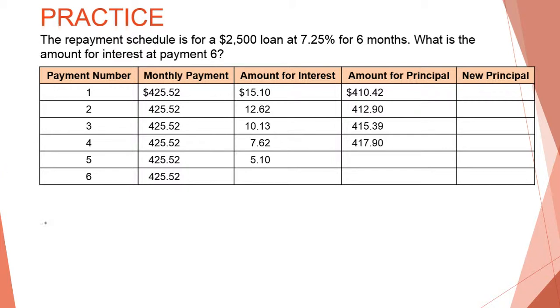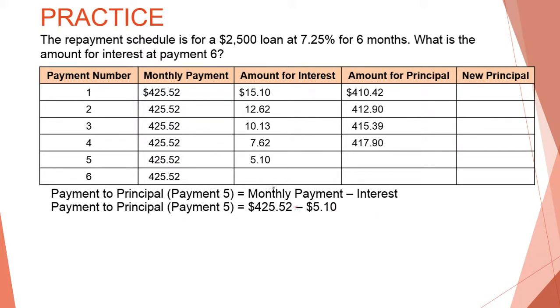Alright, this time we're looking for the amount of interest at payment 6. First, we need to find the payment to principal for payment 5 because we don't have that yet. Remember, that is monthly payment minus interest. So that's $425.52 minus $5.10, giving us $420.42. So that goes right there. We need that so that we can find the new principal.